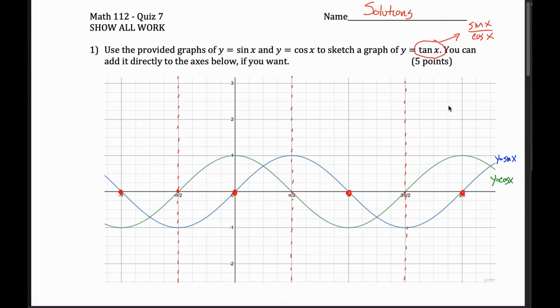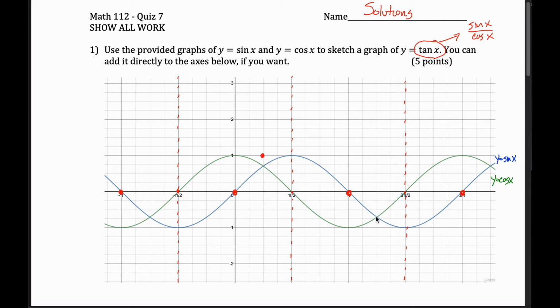This might be enough information for you to sketch the graph, but one last thing that I like to do is recognize that a fraction equals 1 anytime the top and the bottom of that fraction are the same value. So anywhere where the height of sine is the same as the height of cosine, in other words, intersections of these two graphs, will give me a height of tangent equal to 1. So right here, where the height in green and the height in blue are the exact same, my graph in red should have a height of 1.